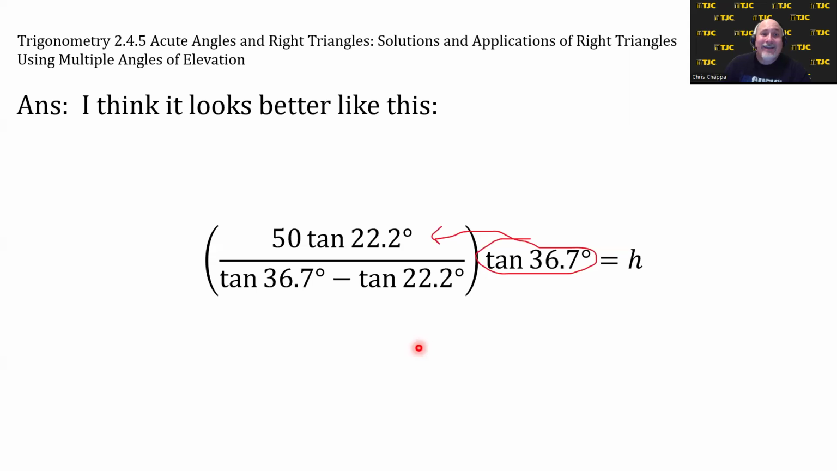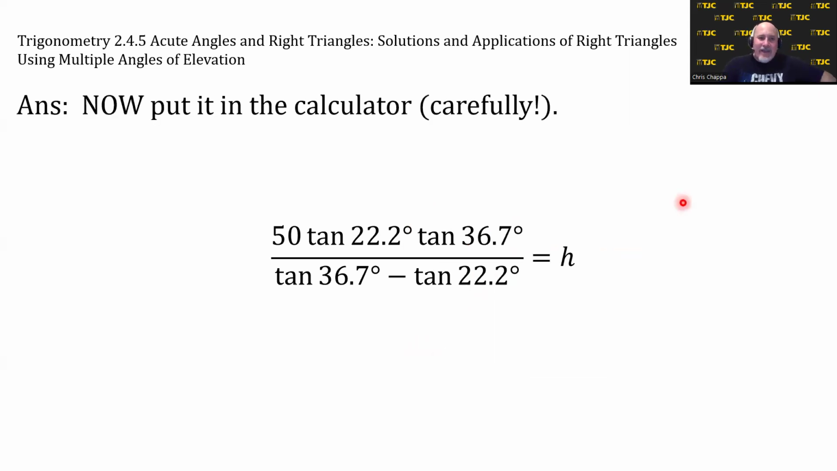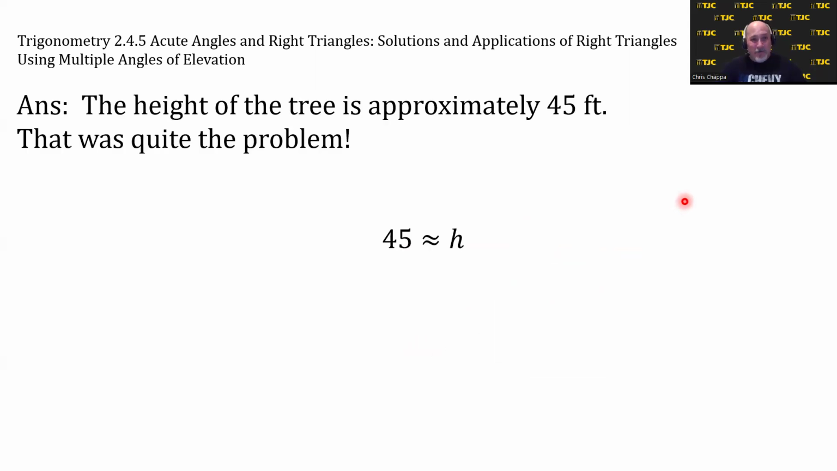Now, personally, I think it looks better if you were to multiply these together. You can treat the second tangent like a fraction over 1 and multiply the tangent into the numerator and get something that looks like that, which is really kind of nice and symmetric. Now, put in a calculator carefully and get that h is approximately 45 feet.